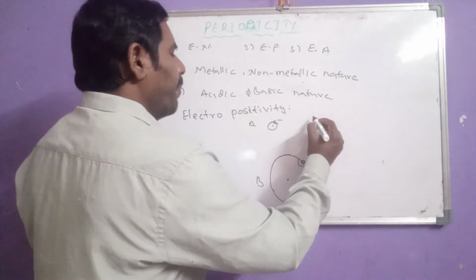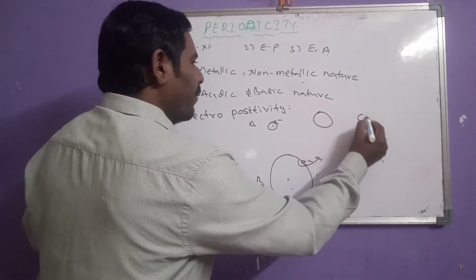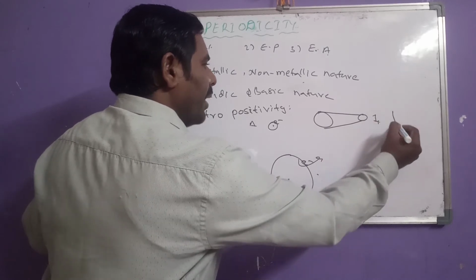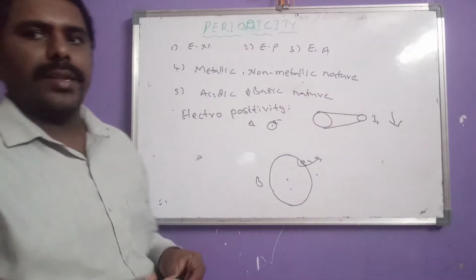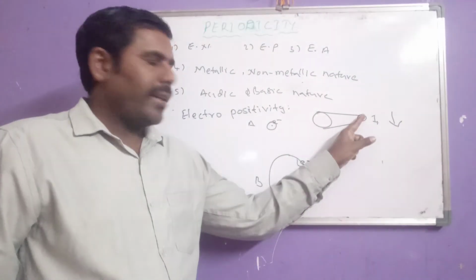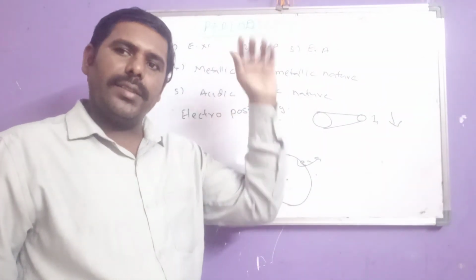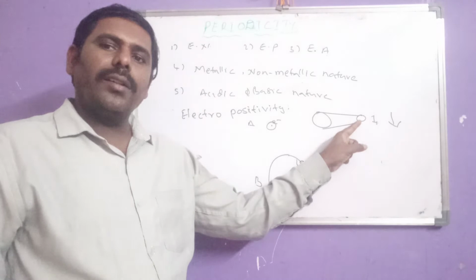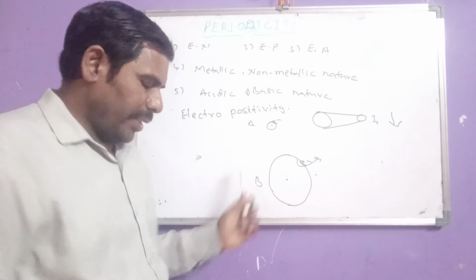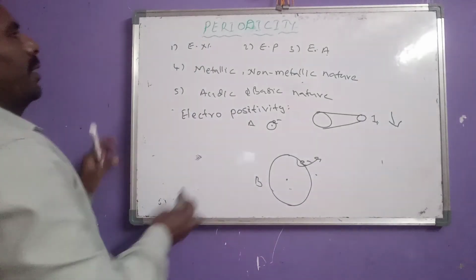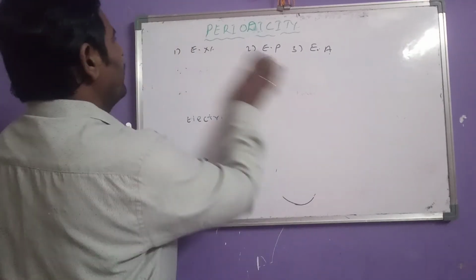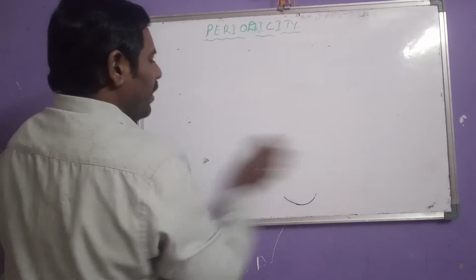And if you come to a period from left to right, as atomic size decreases, what happens? Electropositivity also decreases, because as the size of the atom decreases, nuclear attraction on the outer electron increases. Therefore, this atom can't lose electron readily, so electropositivity decreases. So this is regarding electropositivity.